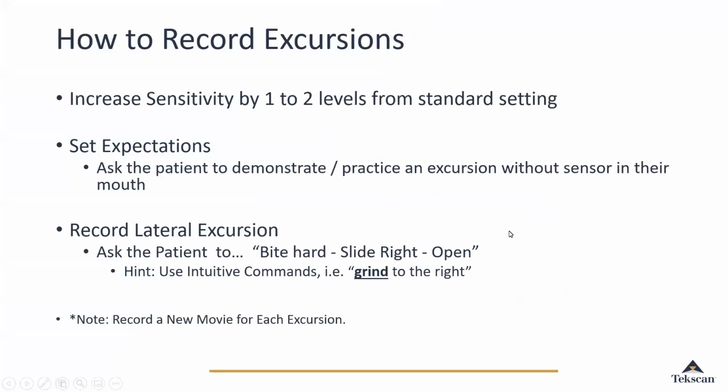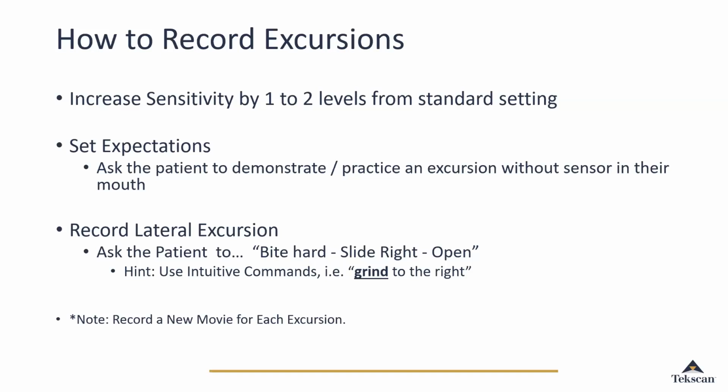So let's talk about how to record excursions. The first thing I would recommend when recording an excursion is to adjust your sensitivity. I would increase it a little bit. After you've adjusted the sensitivity, you've gone through that process and you're taking some regular scans, when you want to take excursions, you want to increase the sensitivity a little bit, make it a little bit more sensitive. I suggest you go up 1 or 2 levels from the setting that you were at previously.